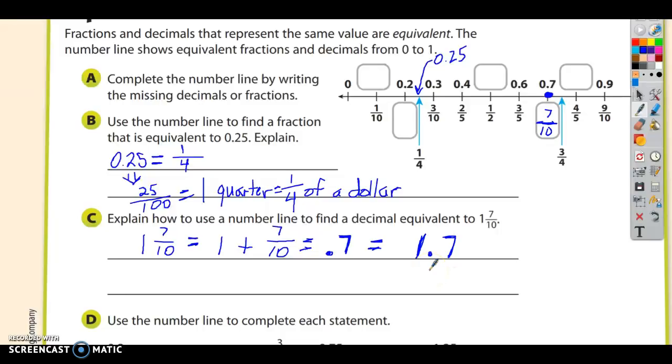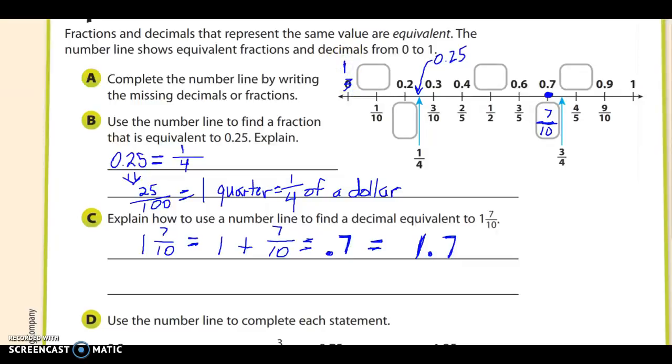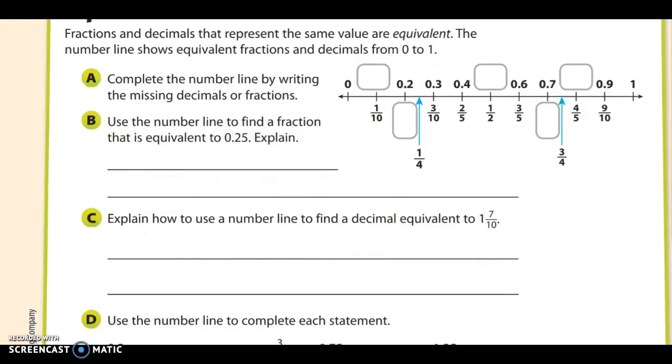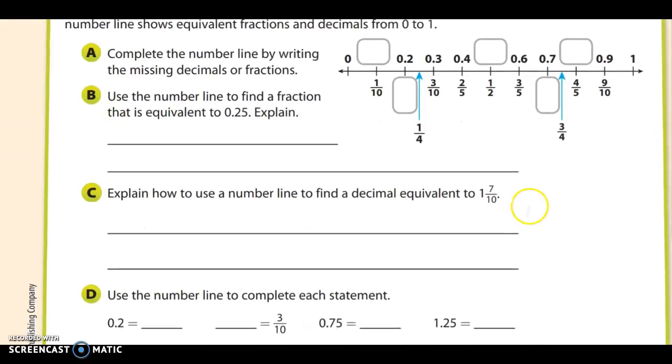And the other way I could use a number line is I could go up here and I could say, well, I could pretend that this is 1 right here, and that this right here is 2. And so what would this point right here be? It would be 1.7. So it's kind of the same thing as 0.7, it's just 1.7. And it says explain, and I don't know that this is a great explanation. I hope you understand what I just showed you, but that's probably about as good as we're going to be able to do. Alright, let's go ahead and move on to question D.